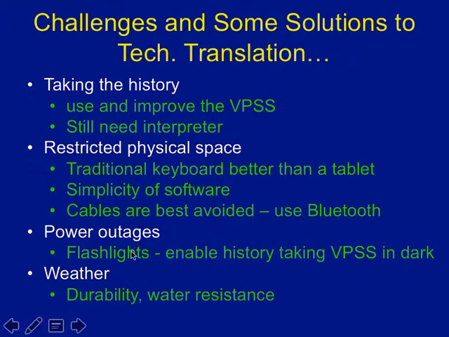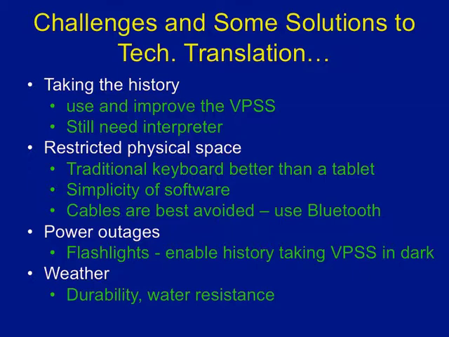Power outages: it's always good to have some flashlights. That enables taking the history in the dark, even if you're using the VPSS. And then weather. We're used to working in an environment where we are climate controlled, but being able to deal with water... I would get emails from Andrew saying, here tonight, able to collect data, but torrential rain, really loud on the roof, and no power. So working in the dark.